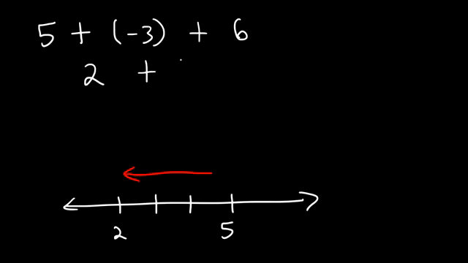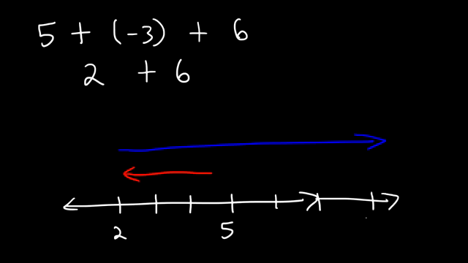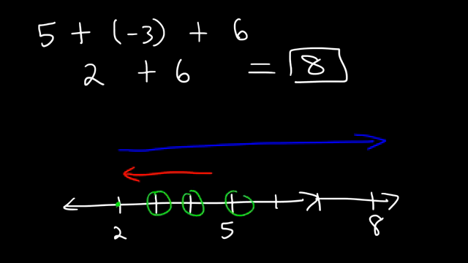Next, we need to add 2 and 6. So we have to travel 6 units to the right, starting from 2. So this will take us to 8. 2 plus 6 is 8. If you count it, starting from 2, this is 1, 2, 3, 4, 5, 6. So 2 plus 6 is 8. And that's the final answer.